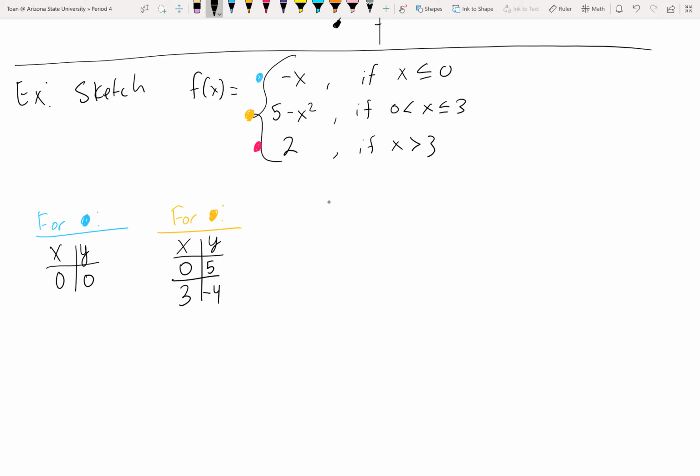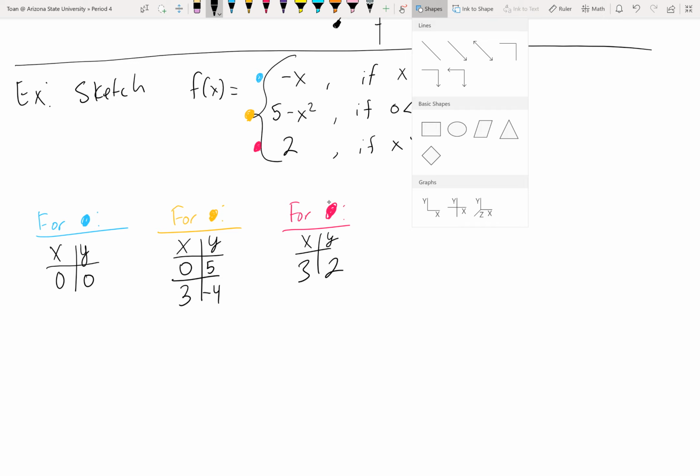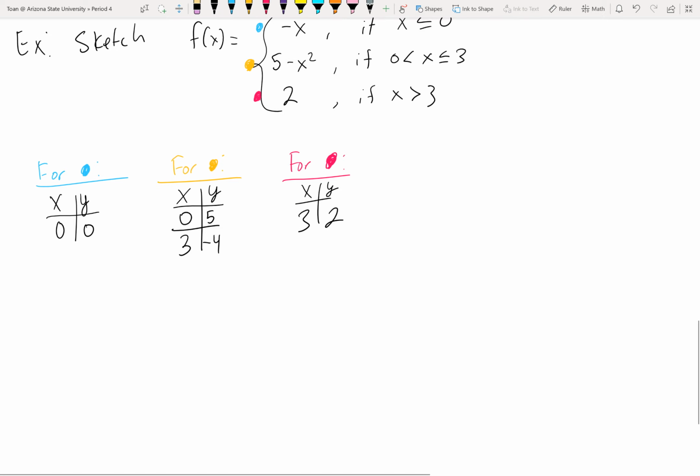Right. And then for the last function, for this color here, my domain restriction, 3 is a special number, so I'll use an XY table with 3. And take a look at this function. It's just a number. There's no x's to plug into it, so it's constant. So at x equals 3, I still get a 2. Right. And then, just as before, we're going to go ahead and plot this guy. Give myself some more room here.